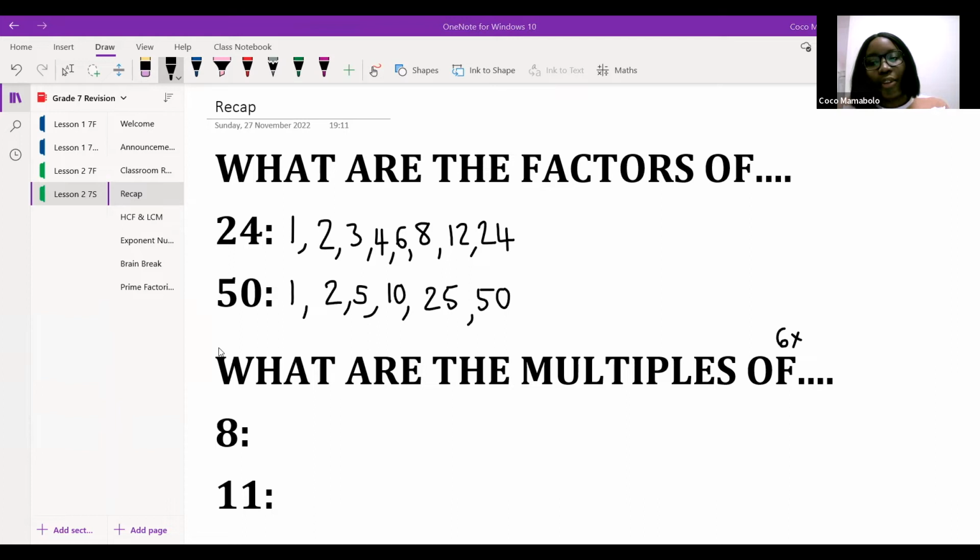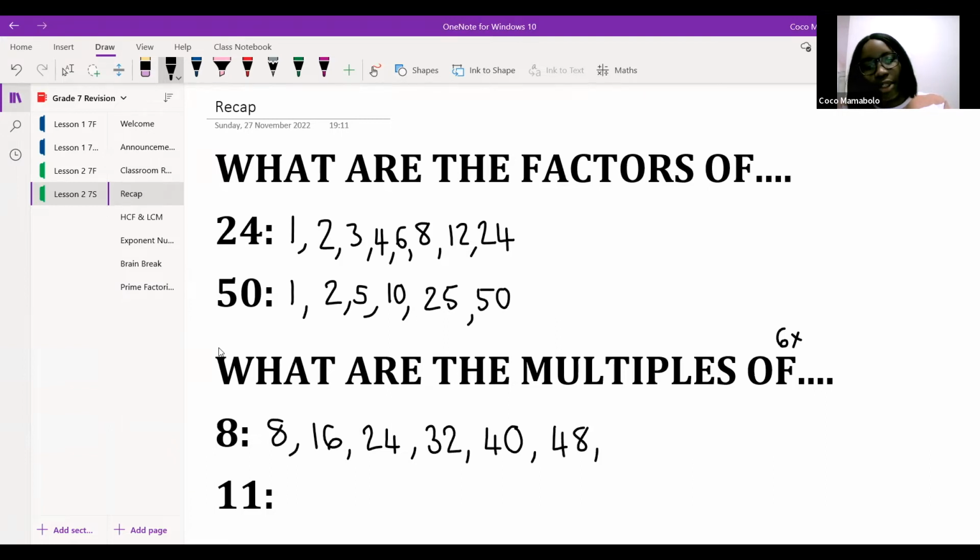Okay. Remember how we find multiples? We're just going to go 8 times 1 is 8. 8 times 2 is 16. 8 times 3 is 24. Good. And you just keep going over and over again. 8 times 4 is 32. 8 times 5 is 40. 8 times 6 is 48. You could keep going. 48, 56. I almost said 60. That's not it. 64. There you go. Thank you, Bulela. That's it.